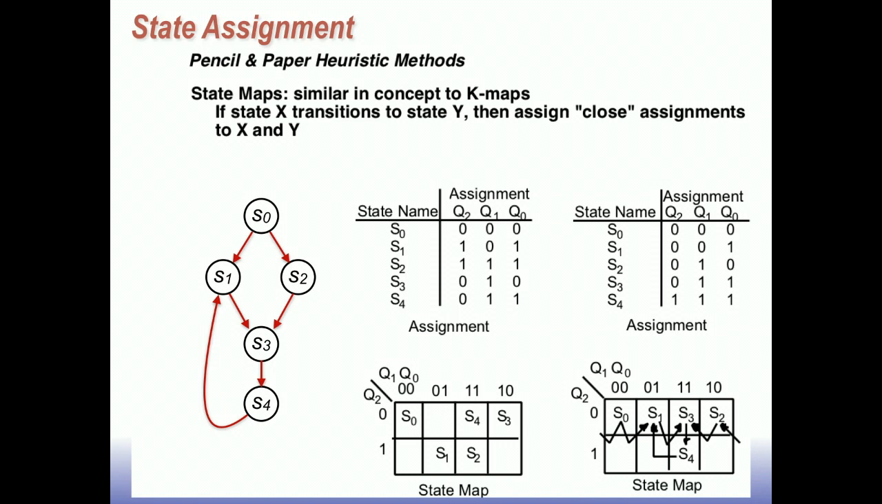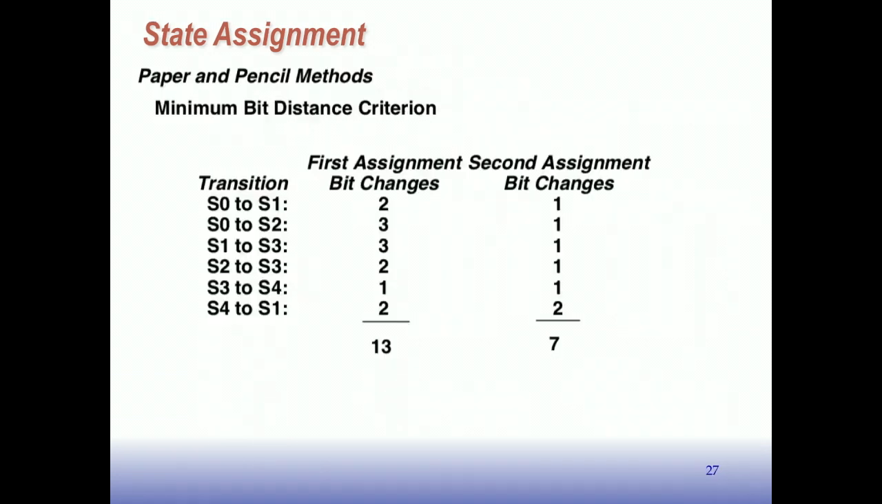And in fact, we can measure how close overall our assignments are by counting the number of bit changes in every transition in the state transition diagram. On every arc, we'll have to change some bits in the state register to implement that arc. And here's that first assignment, and it has a cost of 13. And this one has a cost of 7. It's a much lower cost. That should be a better assignment. Now we can take this a little further. So that's one, a very powerful heuristic.